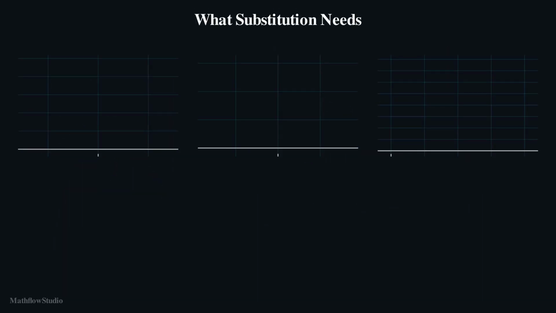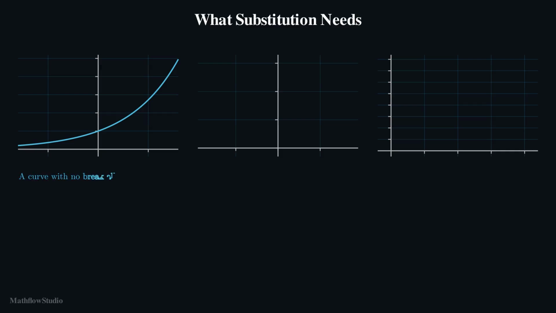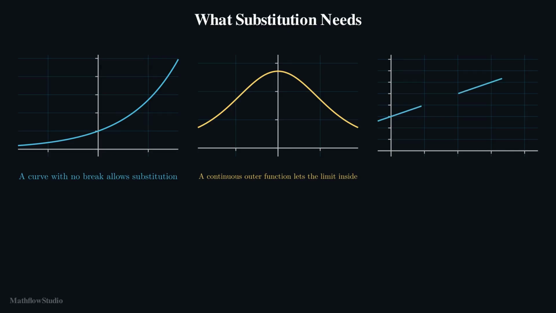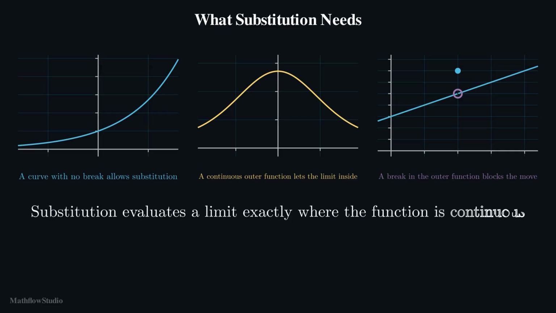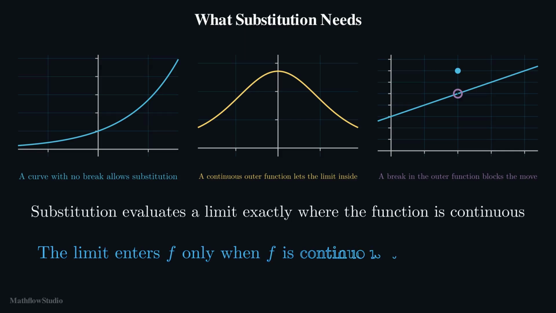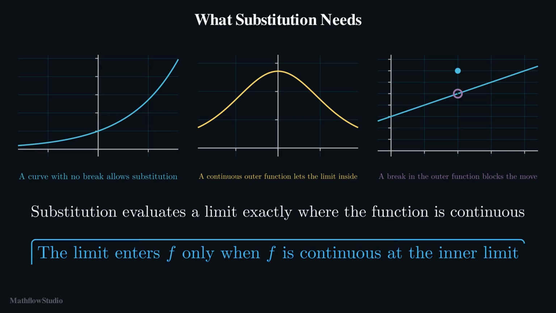Three pictures carry the whole lesson. A curve with no break at an input allows the limit there to be read off the value. A continuous outer function lets a limit pass inside a composition. A break in the outer function blocks that move, and the two answers come apart. Substitution evaluates a limit exactly where the function is continuous, and nowhere else. The limit enters an outer function only when that function is continuous at the value the inner one approaches.